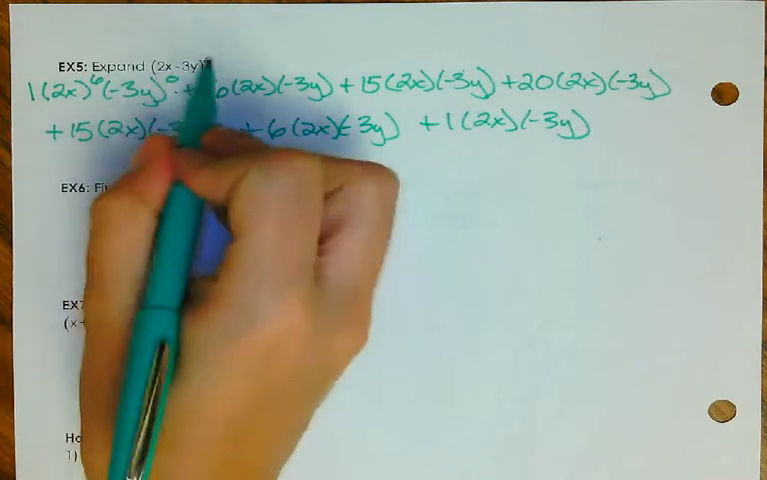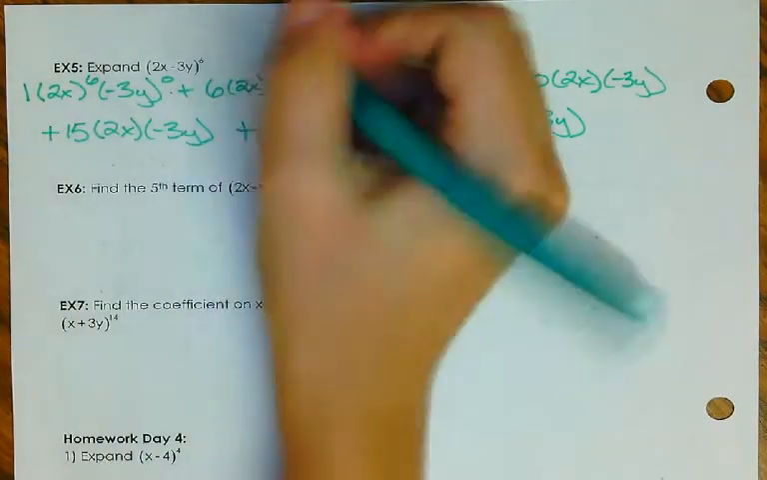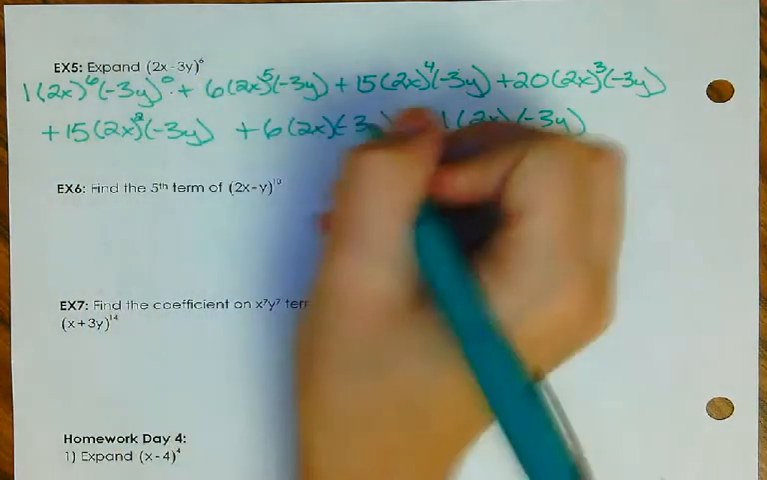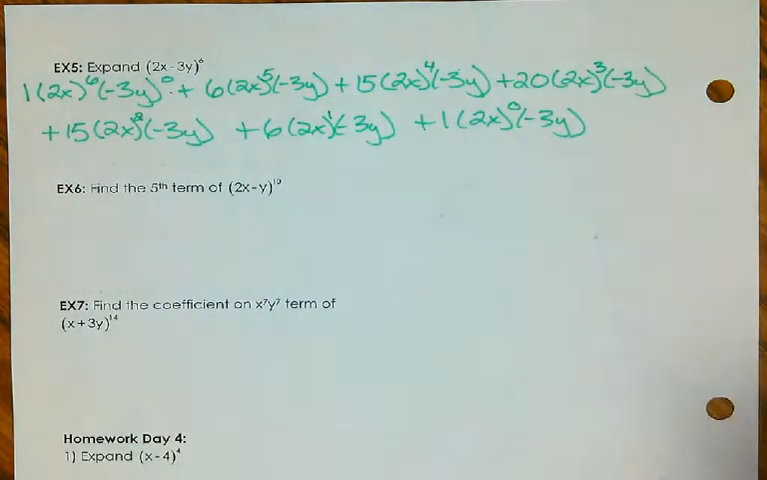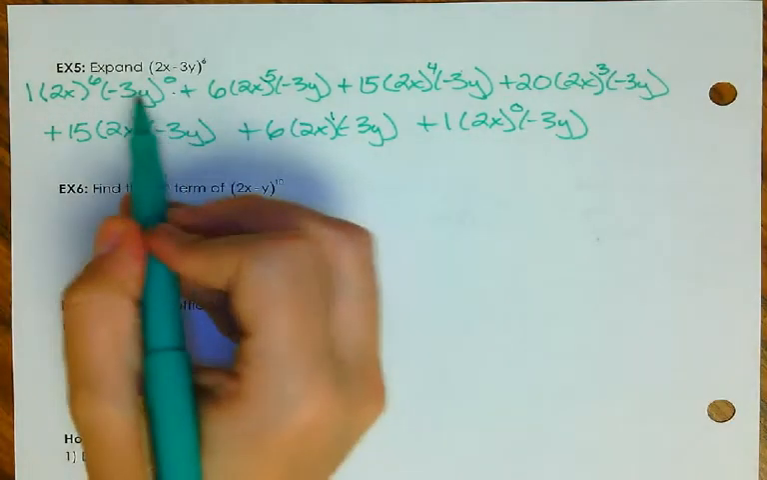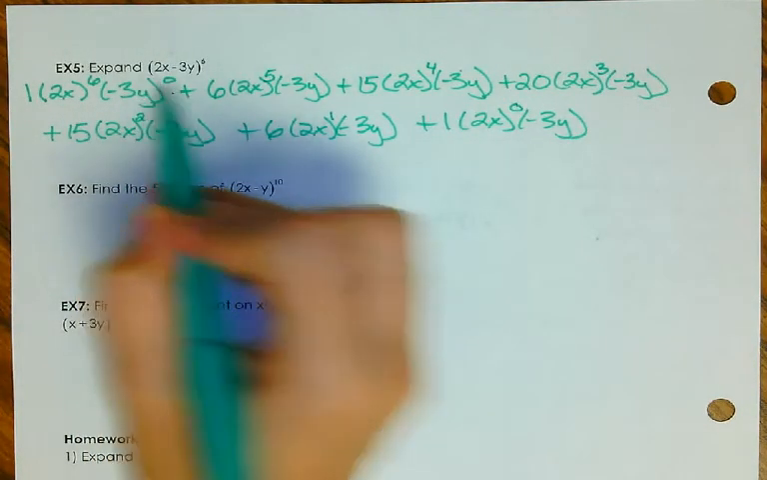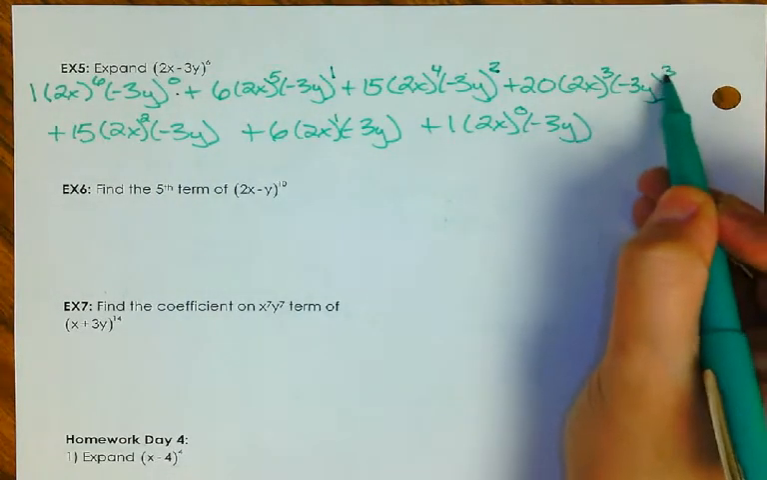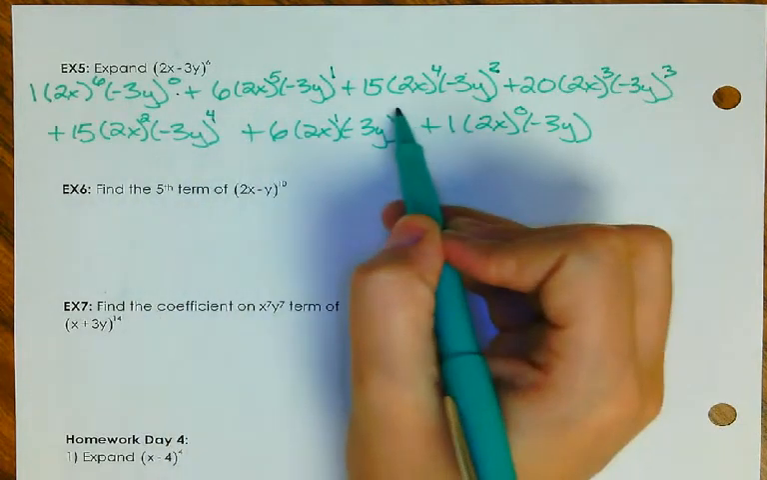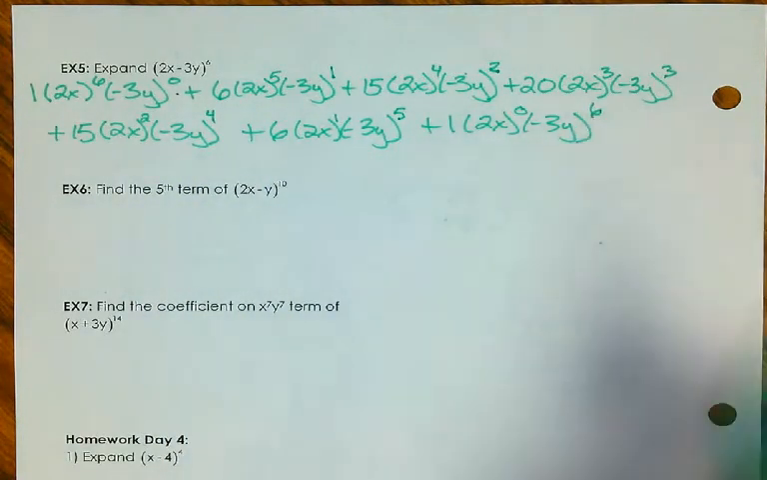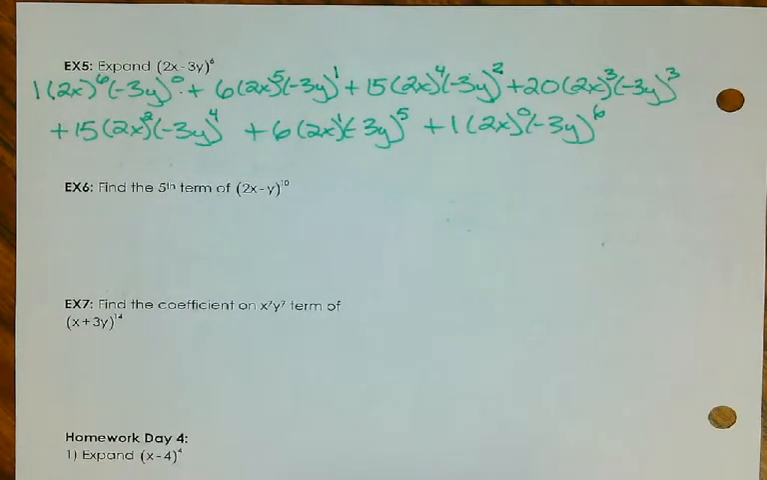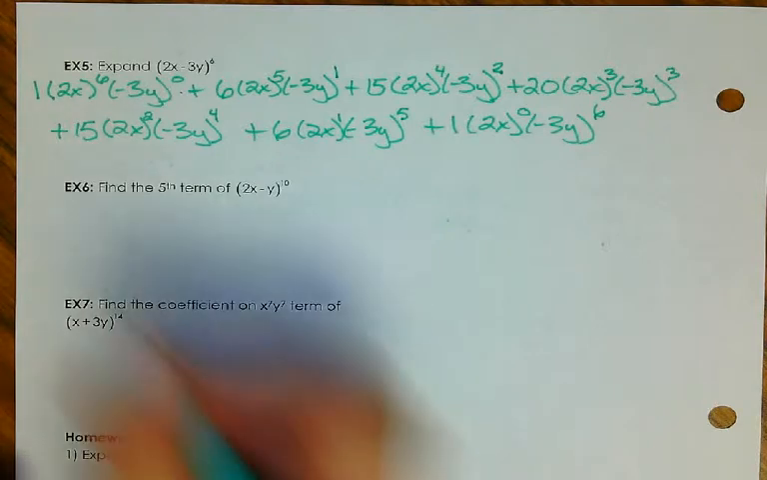Start with whatever this exponent is, that's where you start. So it's 6, 5, 4, 3, 2, 1, 0. And then on the next one you start at 0 and count up. So it's 0, 1, 2, 3, 4, 5, 6. So you've got that. Then from there, it's just cleaning it up. So go ahead, try to clean that up and see what you get there.